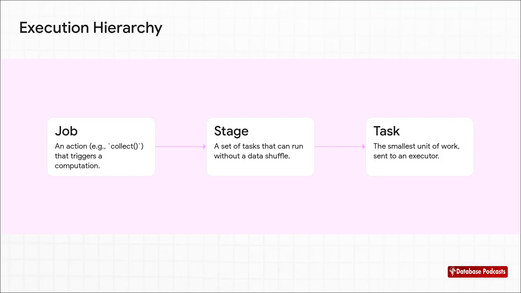Now, before we click around in the UI, we've got to get the lingo down. It's pretty simple. When your code performs an action, like a count or a save, that kicks off a job. Spark breaks that job into smaller pieces called stages. Think of a stage break as a point where data has to get shuffled all around the cluster. Then, each stage is made up of a bunch of tiny tasks. The task is the smallest unit of work that actually gets sent to an executor. Understanding this helps you make sense of everything you're about to see.